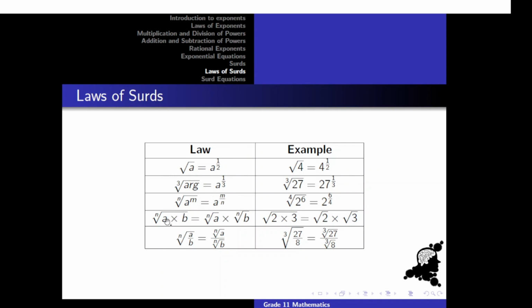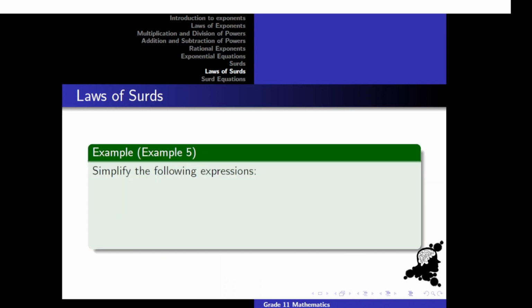Notice that if we are multiplying two numbers under the root sign, we could distribute the root sign to each of those two numbers. When we divide numbers under the same root sign, we could distribute the root sign to each of the numbers. This does not apply to addition and subtraction though. Please take note of it. Alright, let's look at some examples of surds, and let's get our hands dirty so that we can understand the concept.